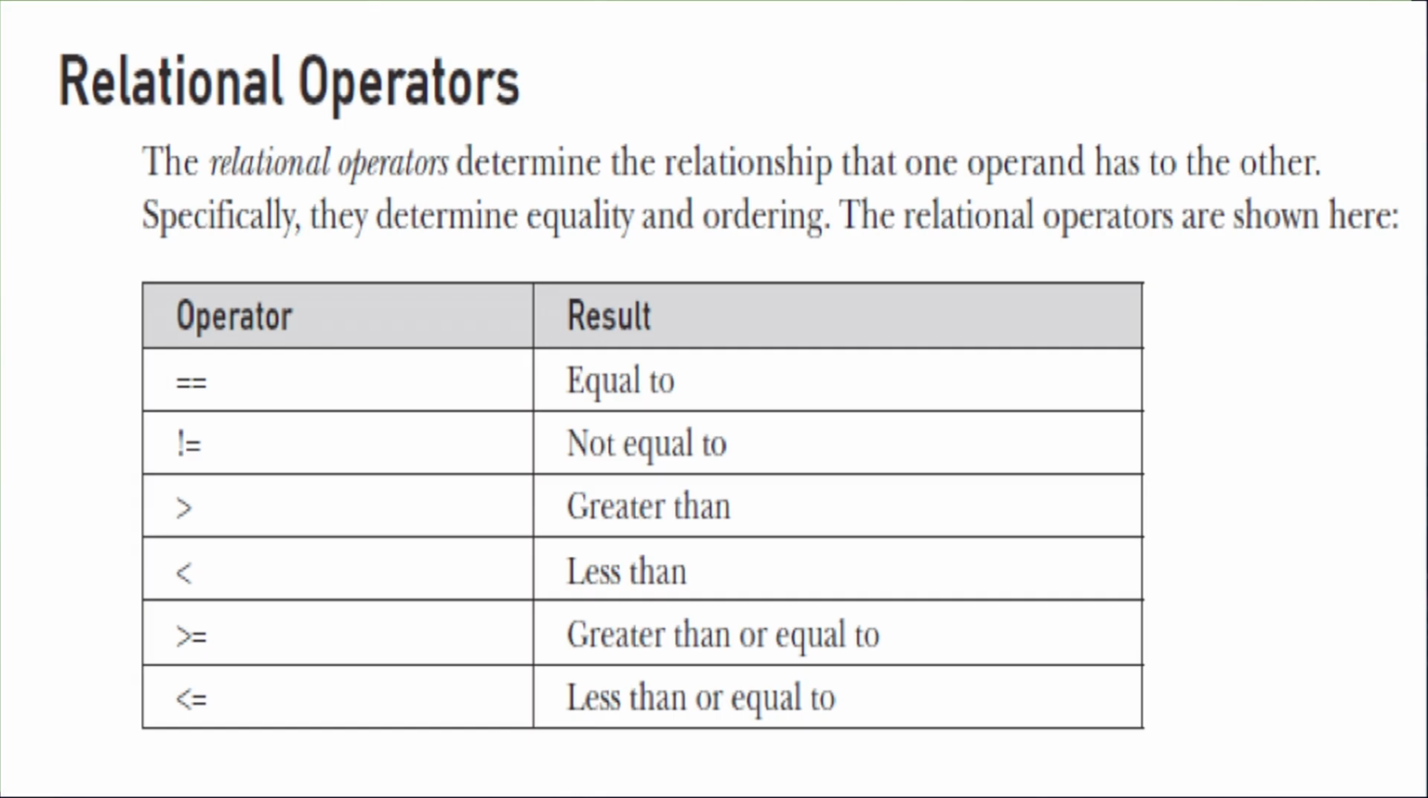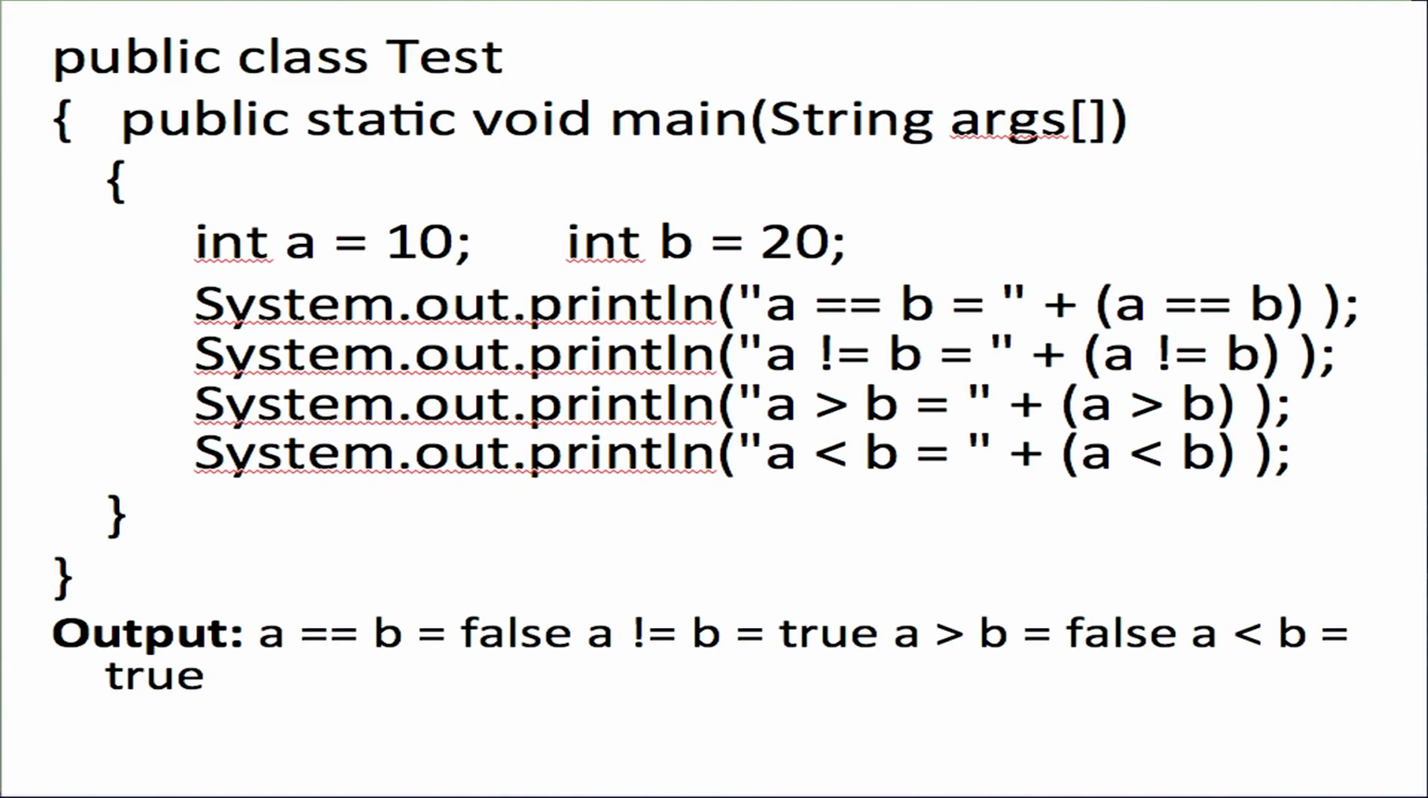The implementation of one of the relational operators is this. In this program I have implemented it. You can see public class test, and inside it we have public static void main String args. Here two integer variables, a equals 10, b equals 20. We have four output statements: System.out.println a equals b, with the a double equal sign b. Here the two values are 10 and 20, which are not equal, so it will return false.